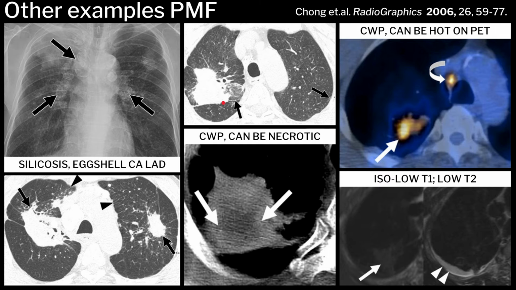You can have areas of necrosis within the progressive massive fibrosis. It can be hot on PET, like in this example, and you can see it on MR as well. So it's going to be isointense to low on T1 and hypointense on T2.